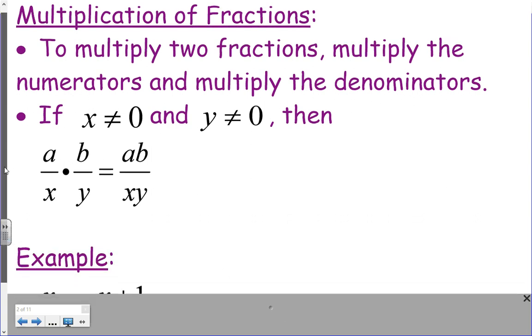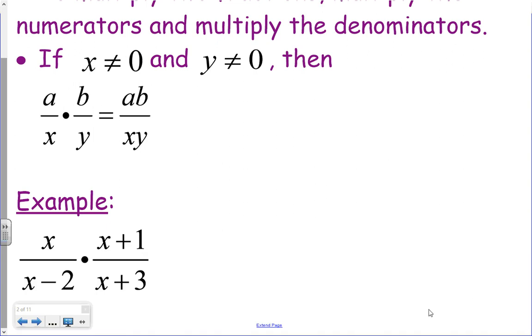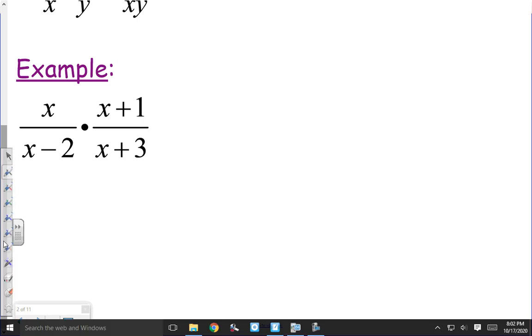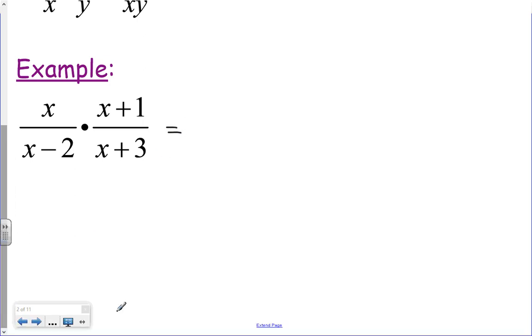So, for example, let's suppose that we want to multiply these two things together. I've got x over x minus 2, and I want to multiply that by x plus 1 over x plus 3. So again, our technique here is we just multiply the numerators together. In fact, I'm going to just write it in that factored form to start off with, and then we'll go ahead and multiply that out in a second. And then multiply the denominators together. So x minus 2 times x plus 3.